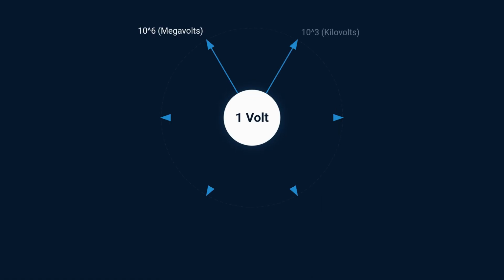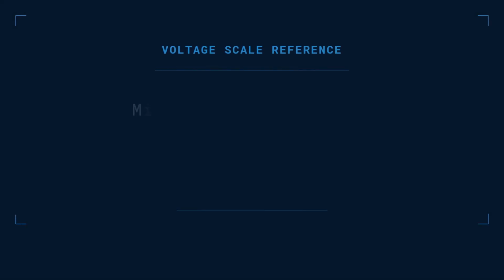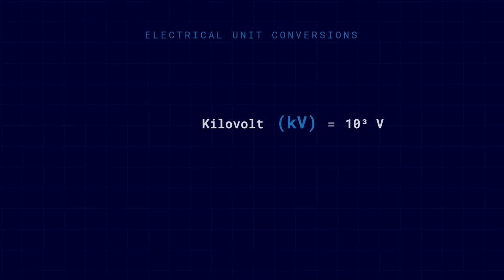The math behind it is simple but easy to mess up by hand. Every voltage unit is just a power of 10 multiple of the base volt. A microvolt is 10 to the negative 6 volts. A millivolt is 10 to the negative 3. A kilovolt is 10 to the third.